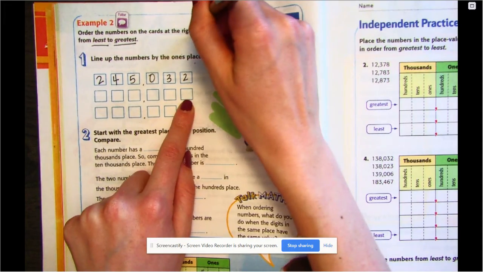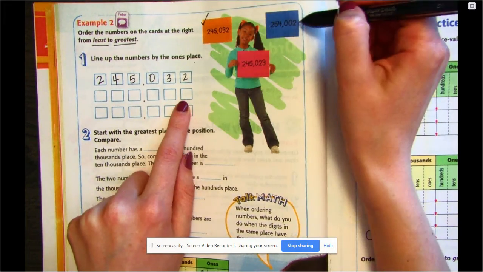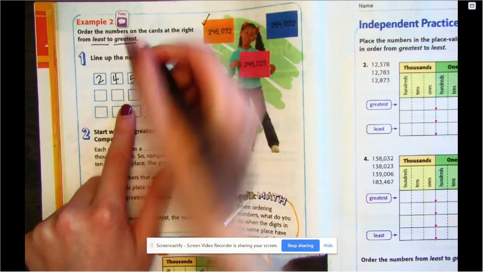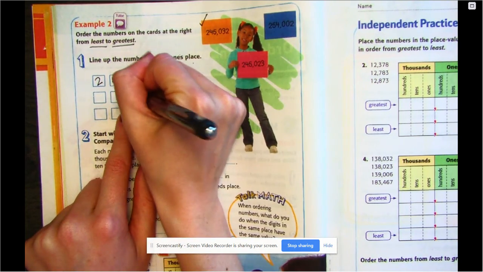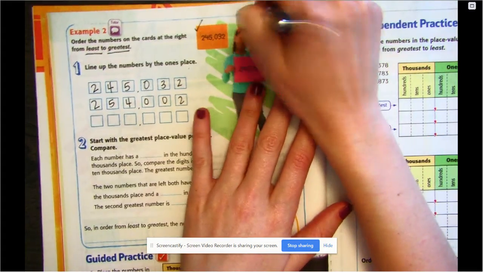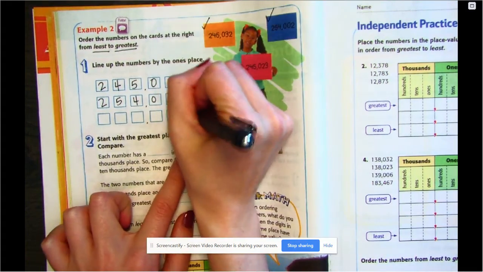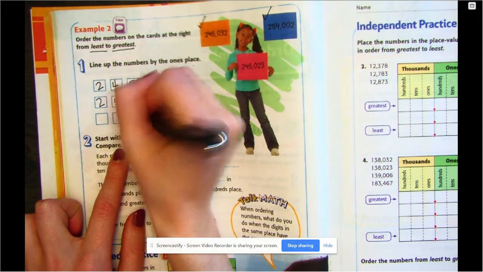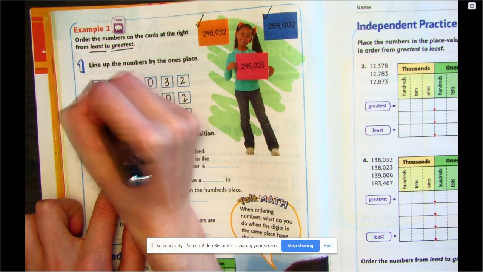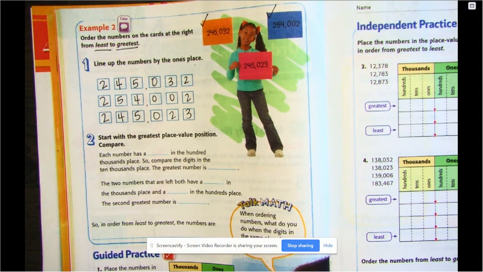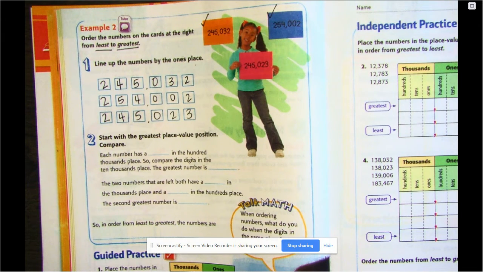So then I'm going to do this one. Now I'm going to check that one off to show that I did that one. Now I've got 2, 0, 0, 4, 5, 2. And then the last one is 3, 2, 0, 5, 4, 2.